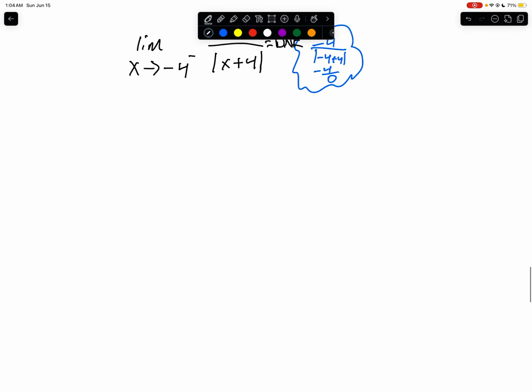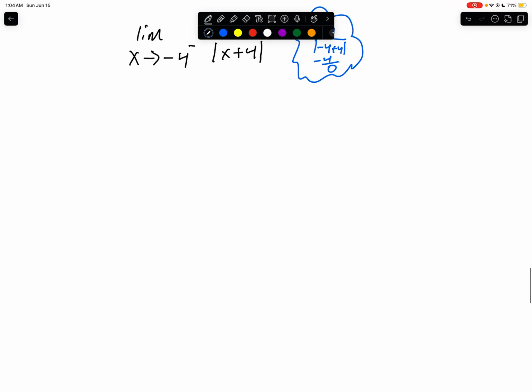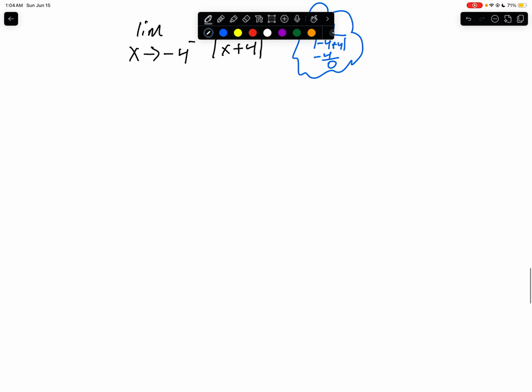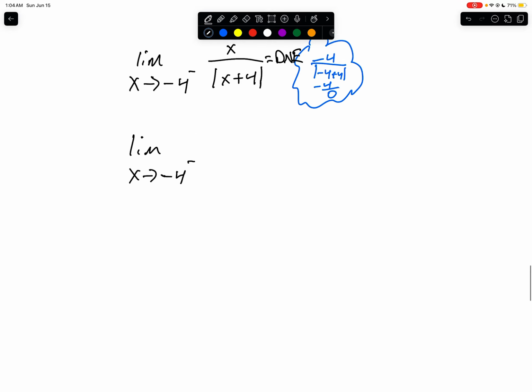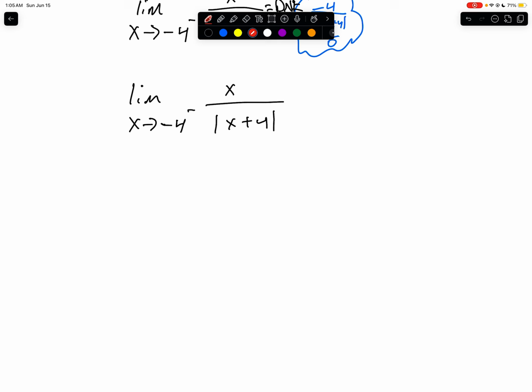But what if there was a better way of saying this? What if there was a better answer than just does not exist? Well, let's think about this. Let me rewrite this here. This is the limit as x approaches negative 4 from the left of x over absolute value of x plus 4. So what do we mean by negative 4 from the left? We mean right to the left of negative 4.